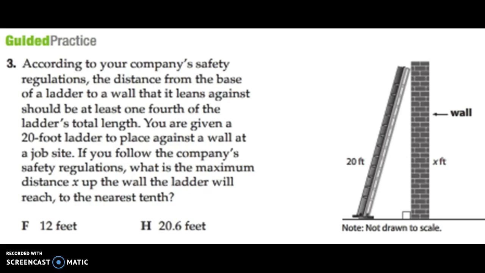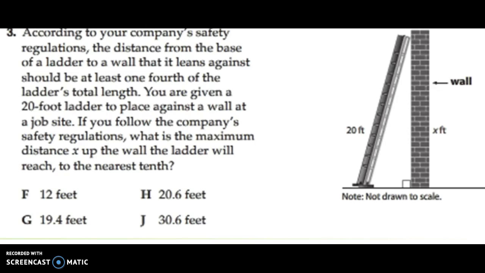Here's an example as well. It says, according to your company's safety regulations, the distance from the base of the ladder to the wall that it leans against should be 1/4 of the ladder's total length. You are given a 20-foot ladder to place against a wall at a job site. If you follow the company's safety regulations, what is the maximum distance x up the wall the ladder will reach to the nearest 10th?